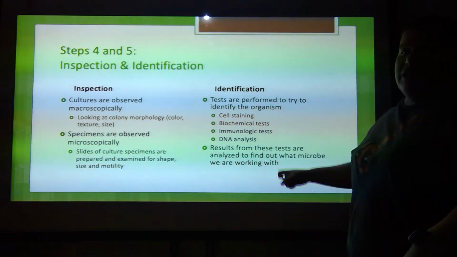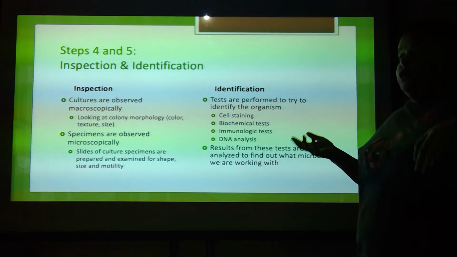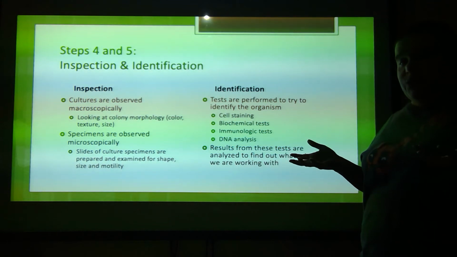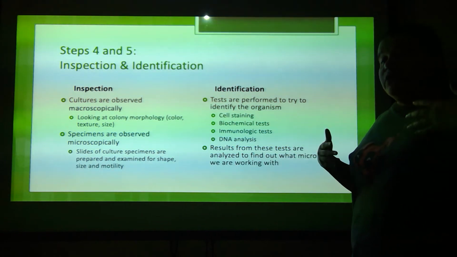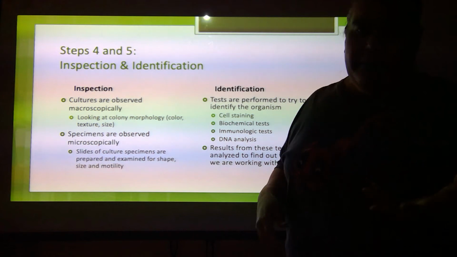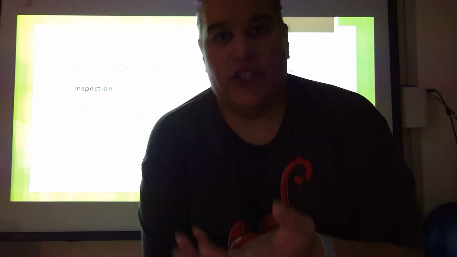Immunologic tests. Do certain antibiotics work on it and others don't? Usually, when you get an antibiotic, it is because you have a specific type of illness. Antibiotics only work on specific targets. So if you've got a bacteria that an antibiotic doesn't work on, you're not going to get that antibiotic.